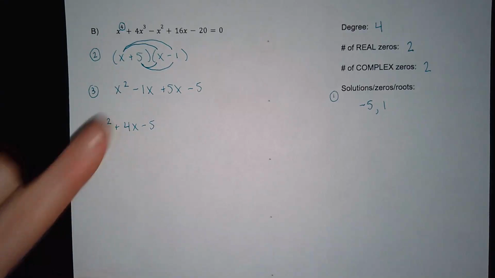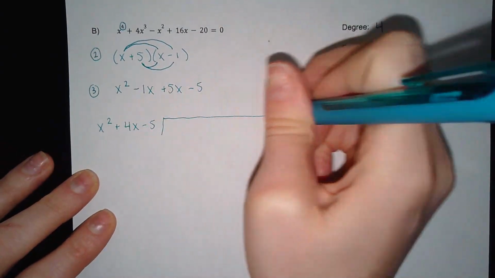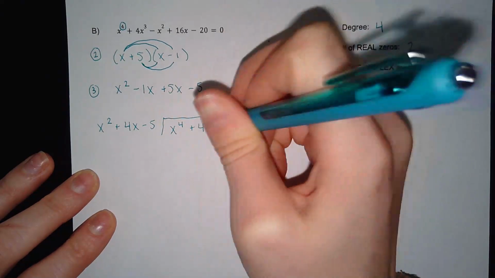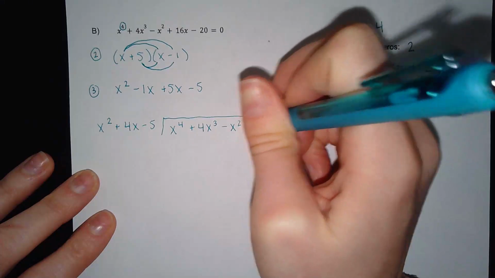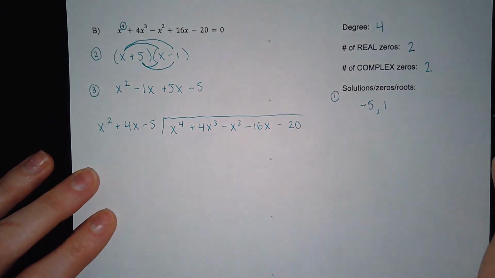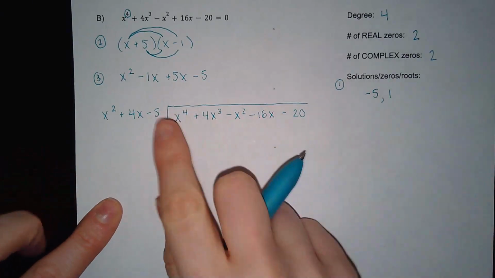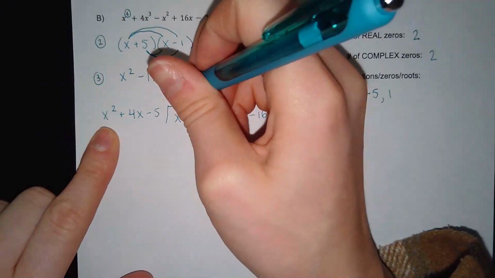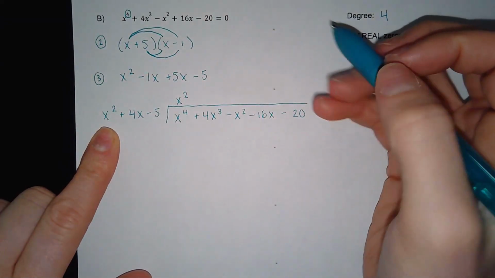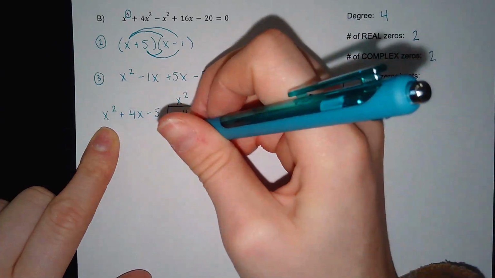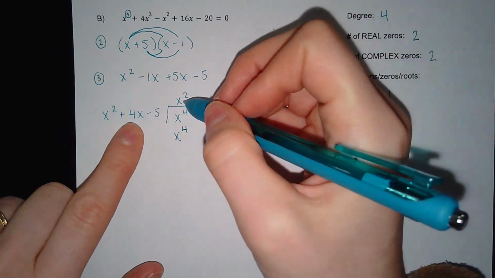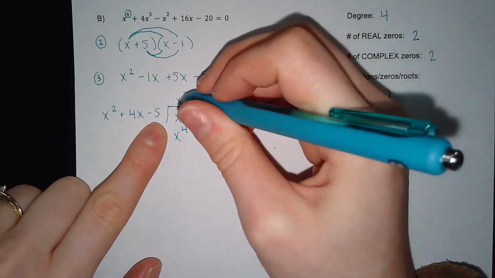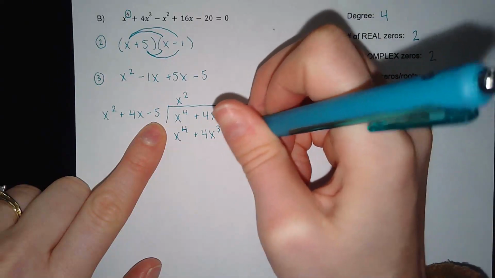This will go outside of my long division symbol, and then we'll put our other polynomial inside of the long division symbol. And we'll go through our process of long division. To take x squared and get x to the 4th, we would need to multiply by x squared. So we'll multiply x squared times x squared is x to the 4th. x squared times 4x is 4x cubed. And x squared times negative 5 is negative 5x squared.